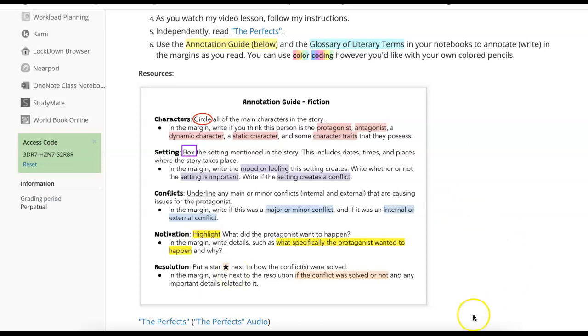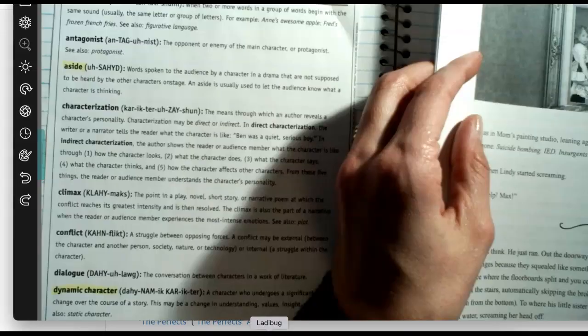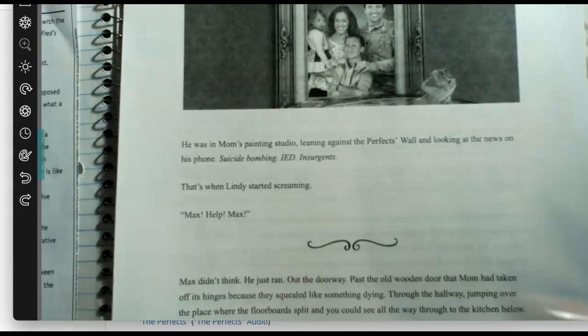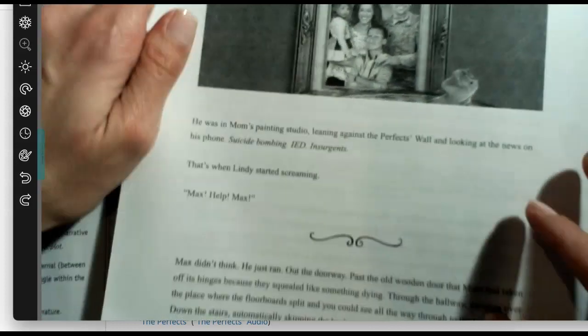All right, so let's start looking at this realistic fiction story called The Perfects, and make sure your name is at the top, of course. All right, so I'm just going to start reading and annotating, and as I'm doing this, you can read and annotate with me.